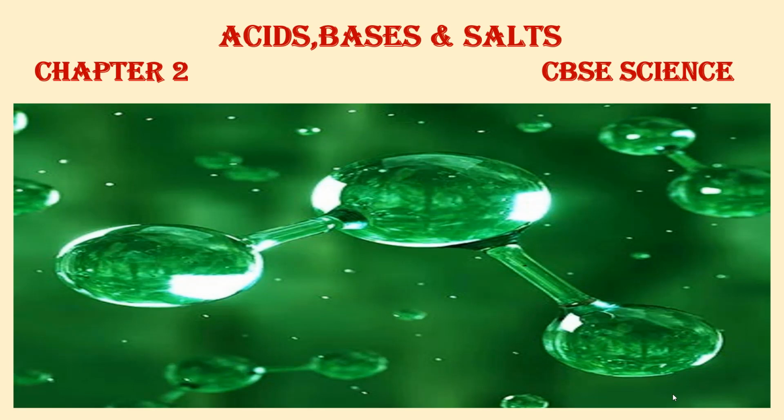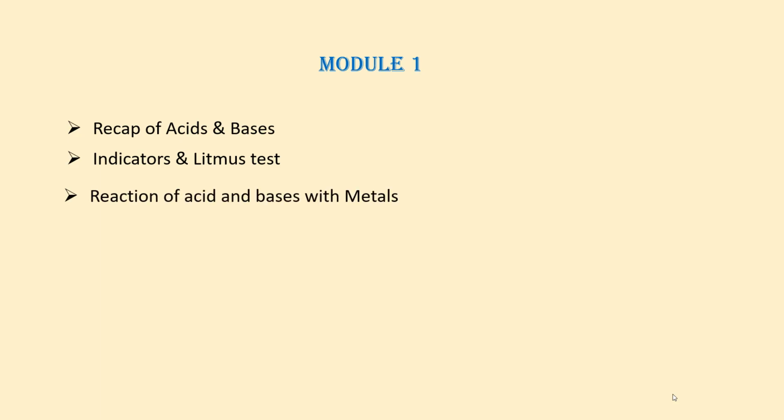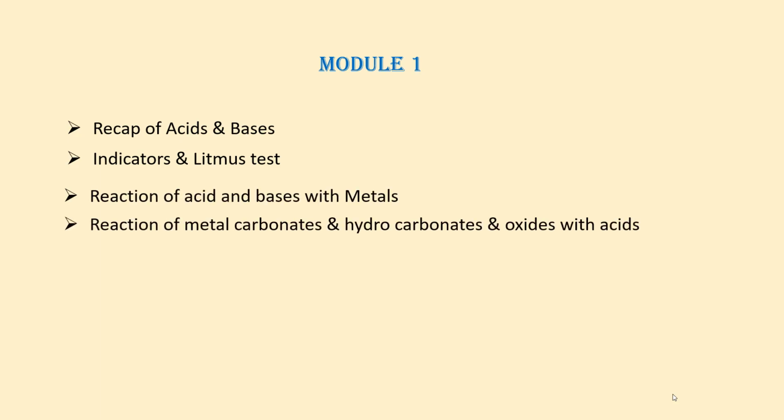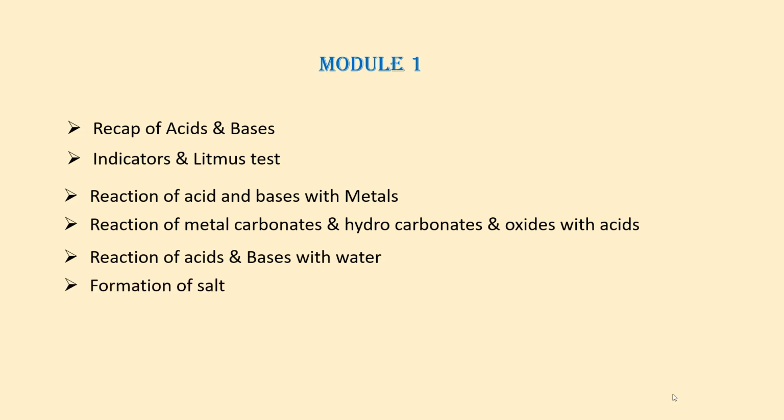Today we are going to discuss grade 10 chapter 2 CBSE science. The topic is acids, bases and salts. In this module 1 we are going to discuss acids and bases. It will be a small recap: how we identify substances as acids and bases, that is indicators and the litmus test, the reaction of acids and bases with metals, metal carbonates, hydrogen carbonates, and oxides. We are also going to discuss the reaction of acids and bases with water and the formation of salt.